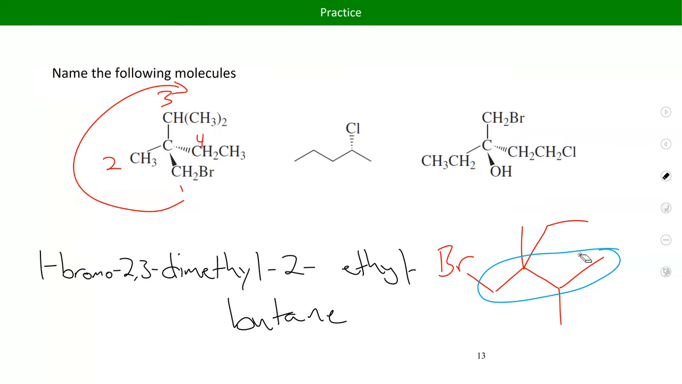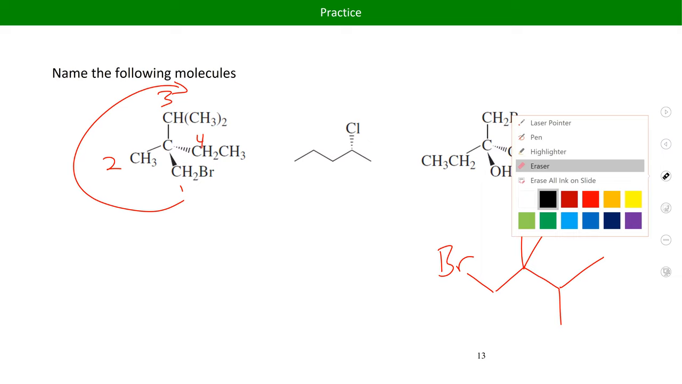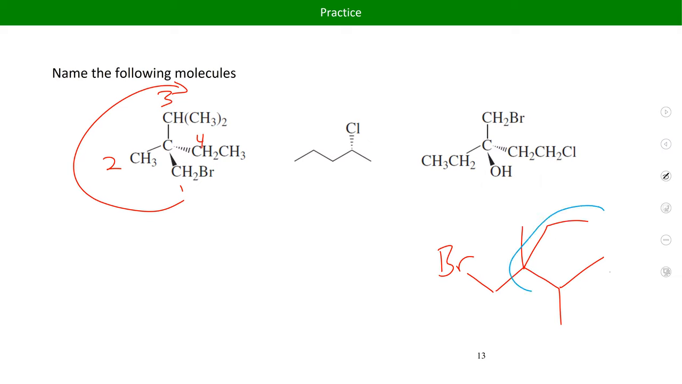Or if we do it properly, many years that I've been doing this, I still mess up counting, finding the longest carbon chain from time to time. This is our longest continuous carbon chain. We're going to have pentane. And it's still going to be R. R-2,3-dimethyl.